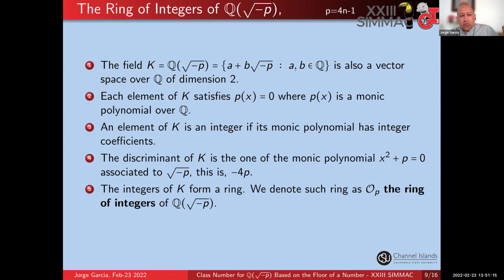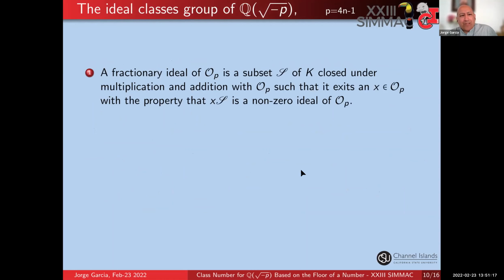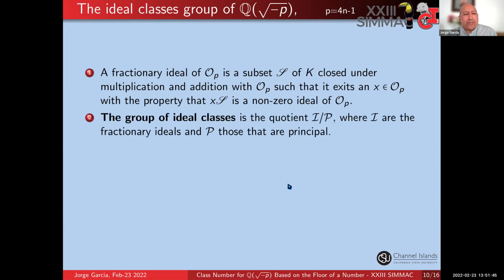All right, now let's go to what this talk is about. It is the group of ideal classes, right? We define the fractionary ideals as subsets of the quadratic field that are closed under multiplication and addition, and there exists an element in the ring of integers such that when you multiply it by the set, you get a non-trivial ideal, right? It sounds like I know a lot about ideals, but I don't, right? That's not my specialty. But I just got into it a little bit.